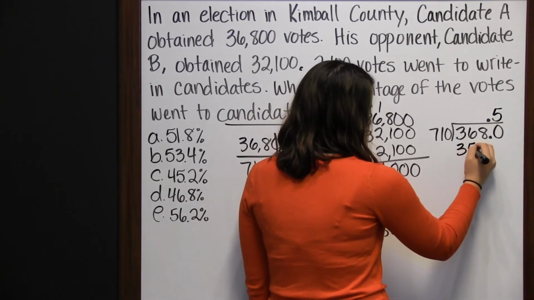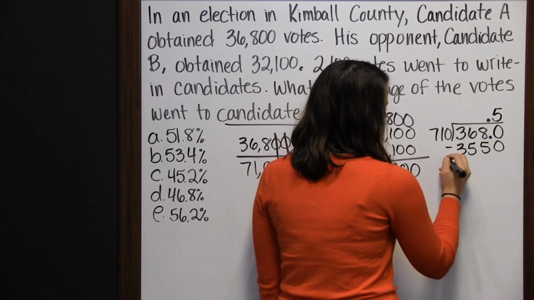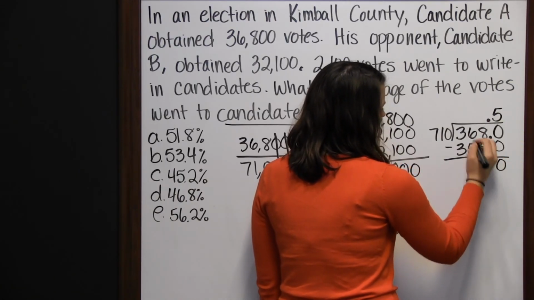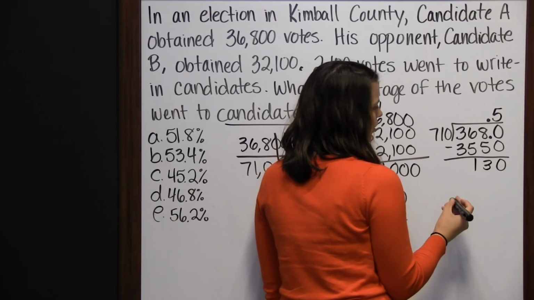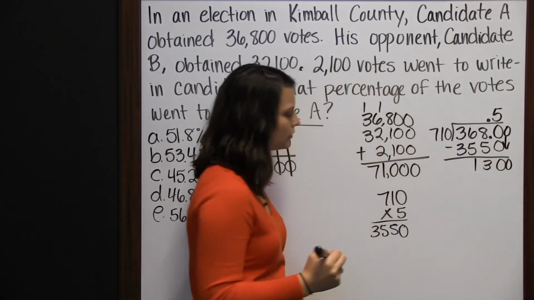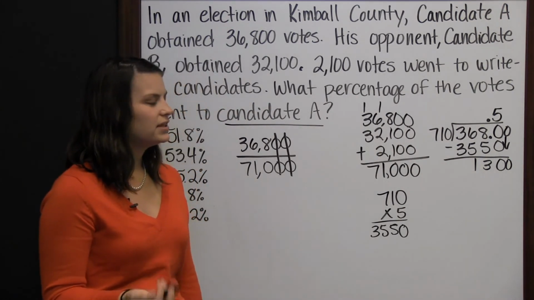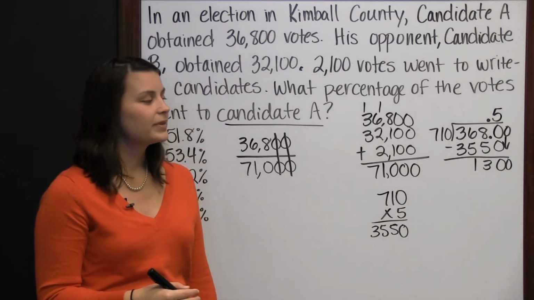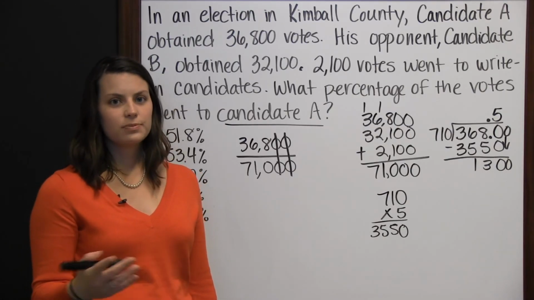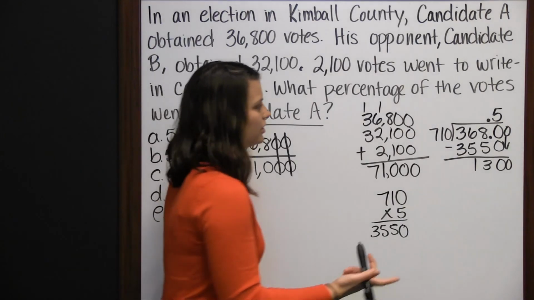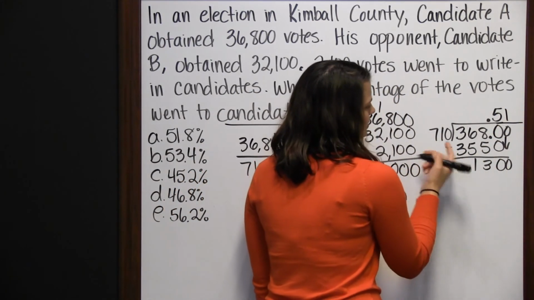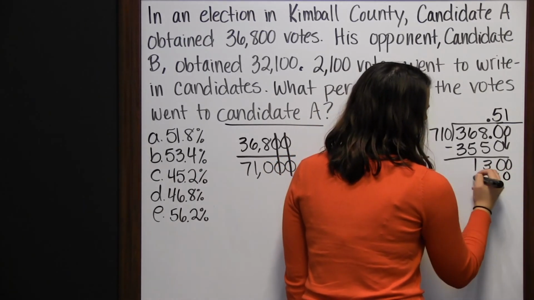We have 3,550. Now we need to subtract, and that's 0, 3, 1, so 130. Then we need to add a 0 and bring it down, 1,300. So 710, and it's only going to go into 1,300 one time, because 700 plus 700 would be 1,400, and that's too much. So it's just one time. 710 times 1 is 710.